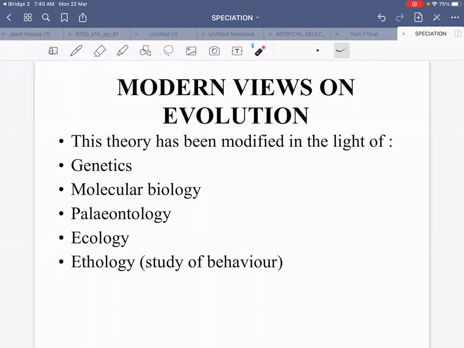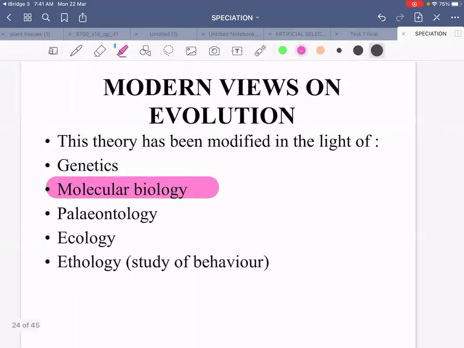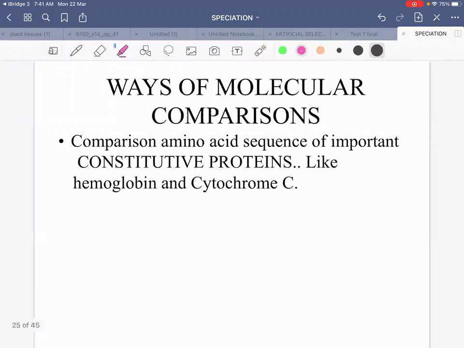So which one are we doing right now? We are going to study molecular biology, right? And in a way, genetics also. How can we compare 2 species at a molecular level? So what do we do? We look at some common proteins and their structures, especially those common proteins which are very crucial to life. For example, hemoglobin and cytochrome C.